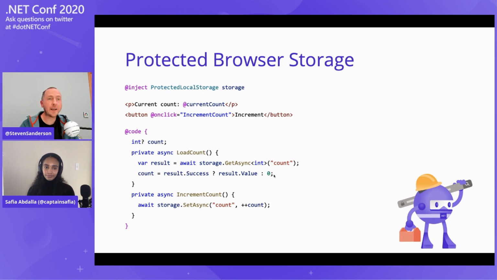Protected browser storage. So that's a feature that we added specifically for Blazor Server. And that gives your Blazor application, which is running on the server, a way of storing data safely inside the browser. So if you want to store stuff in local storage or session storage in such a way that the end user cannot see what you've stored or interfere with it, then the protected browser storage feature does that by storing things with encryption in the end user's browser.